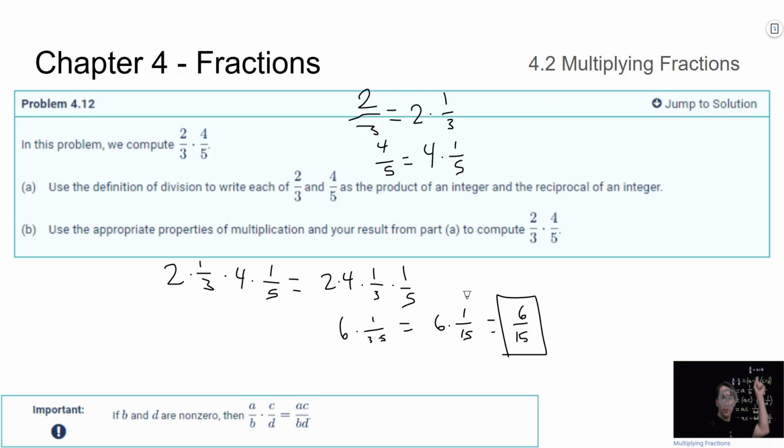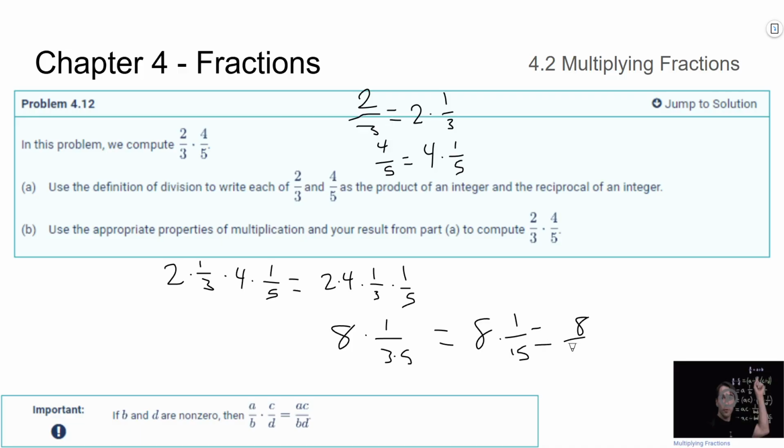But look what we did. That's not right. I messed something up here, didn't I? Where did I get 6 from? 2 times 4 is not 6, it is 8. All right, 8 times 1 over 3 times 5, and 8 times 1 over 15, and 8 over 15. All right, that looks better.